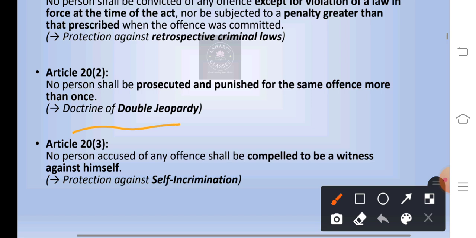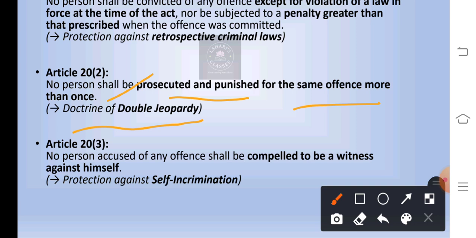It talks about the doctrine of double jeopardy. That is, no person shall be prosecuted and punished for the same offence more than once. I'll explain it in simple words. For example, a thief has been caught and the crime has been proved by the police. The same police cannot file another case for the same theft. Only one time the case can be filed and one time the punishment can be given.